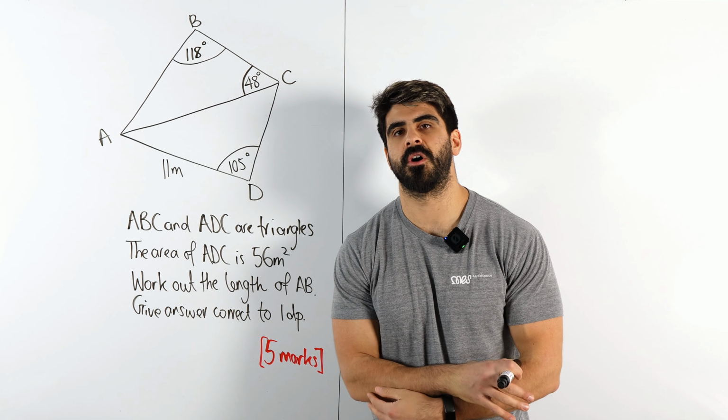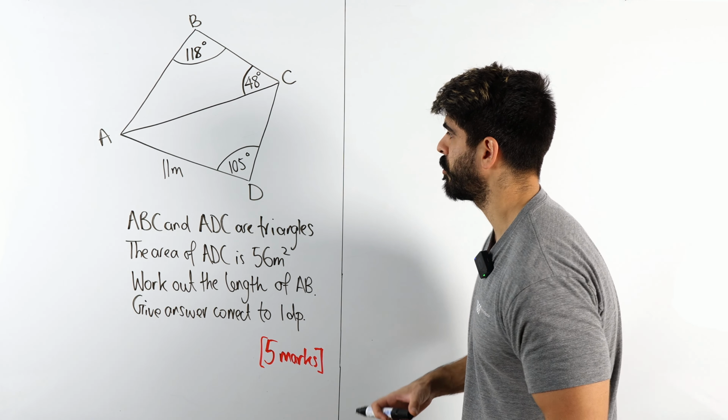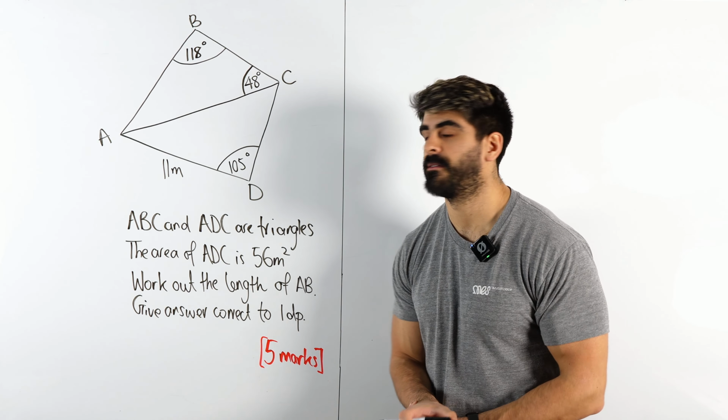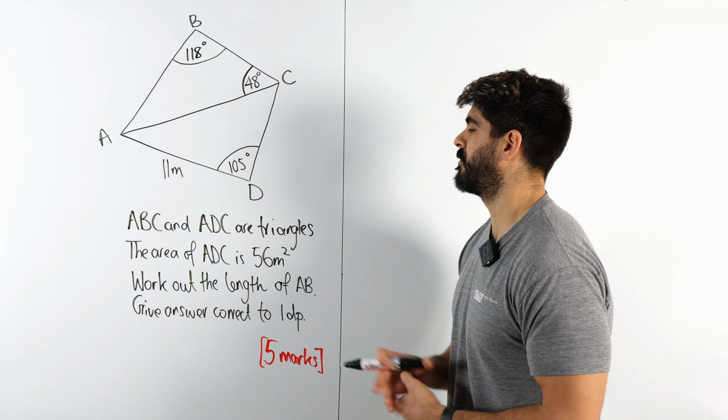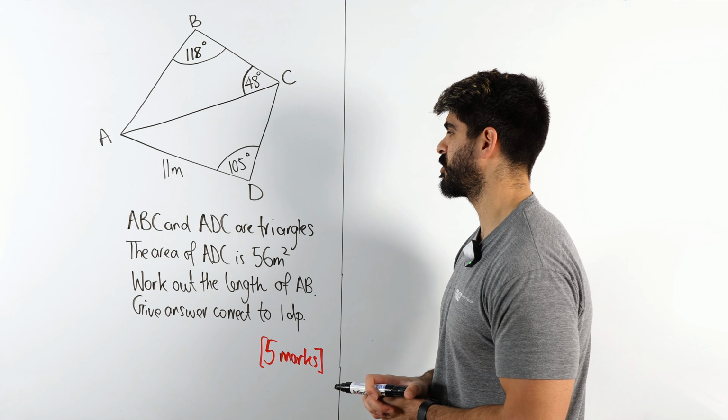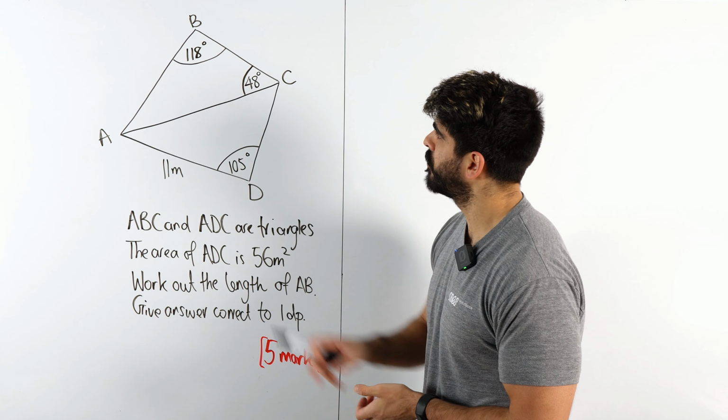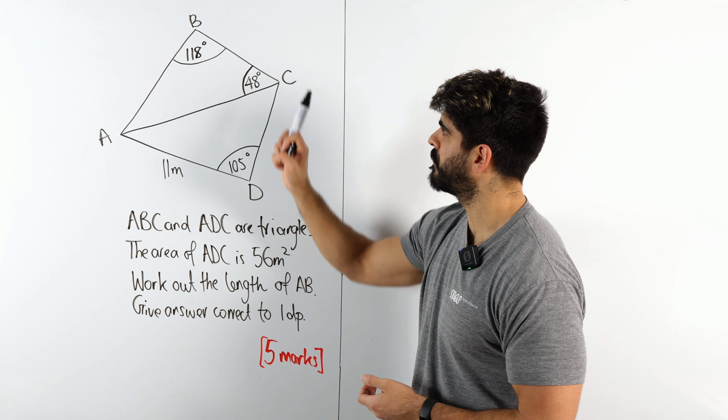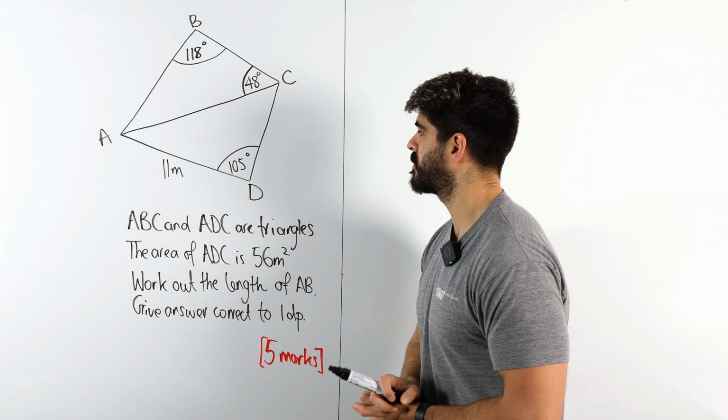Tricky 5-mark GCSE equations. Well, I say that, but trigonometry, you know. So we're going to be solving a lot of equations here. What does it say? We've got this quadrilateral split in half. Well, not necessarily in half, but we've got these split into two triangles here.